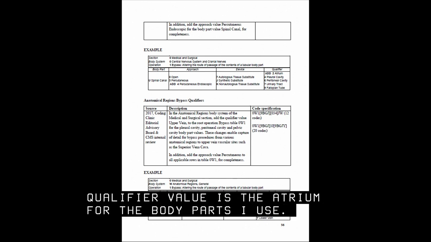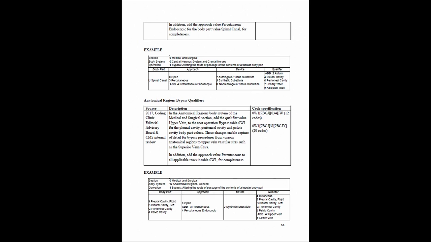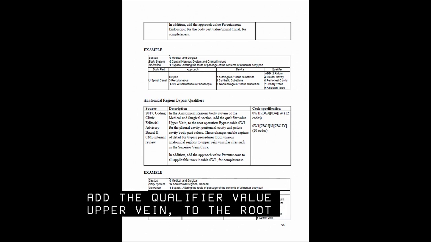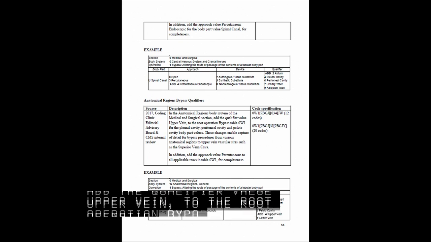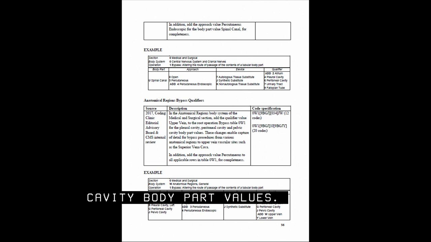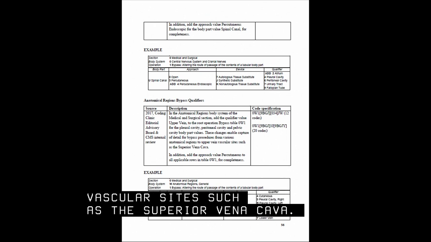All right, an additional one, bypass qualifiers in the anatomical regions body system. Another area where the qualifiers available were not allowing us to capture procedures that are currently being done. So the proposal is to add the qualifier value upper vein to the root operation bypass table 0W1. So that's the anatomical region. The body part values are the pleural cavity, the peritoneal cavity, and the pelvic cavity. And those allow capture of the necessary detail for bypass procedures where you're doing a bypass from one of these cavities, like the peritoneal cavity, into an upper vein site, such as the superior vena cava.